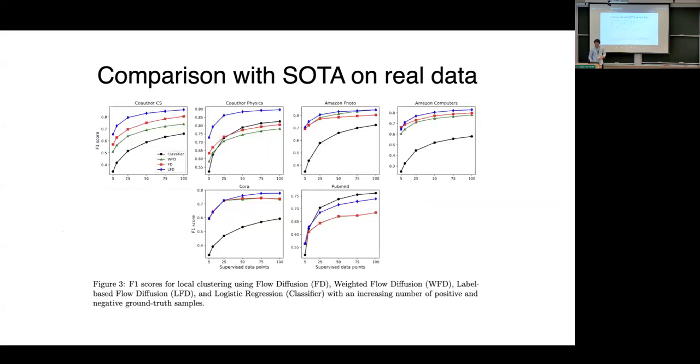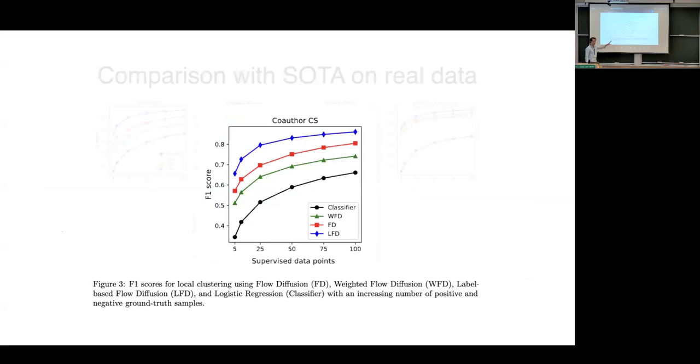So this is essentially our main results in the paper. It might be a little hard to see, so I've taken the liberty to just extract one of those examples, the one on the top left. This one is a co-authorship network. And this is the amount of supervised data points here. So say we have 5 positive nodes and we have 5 negative nodes.